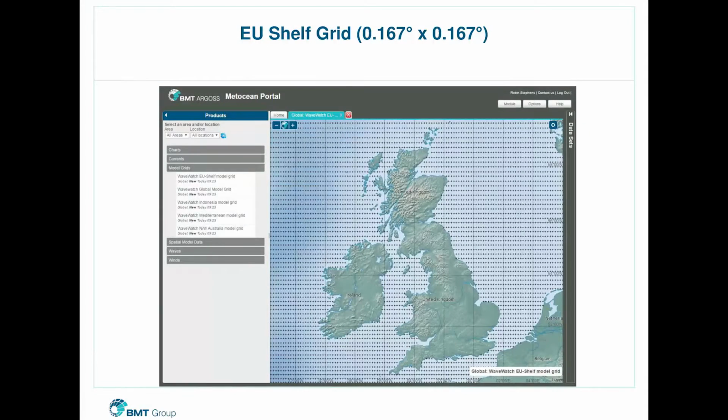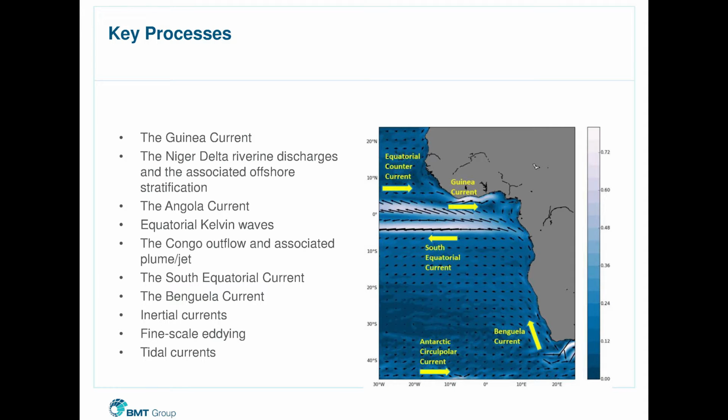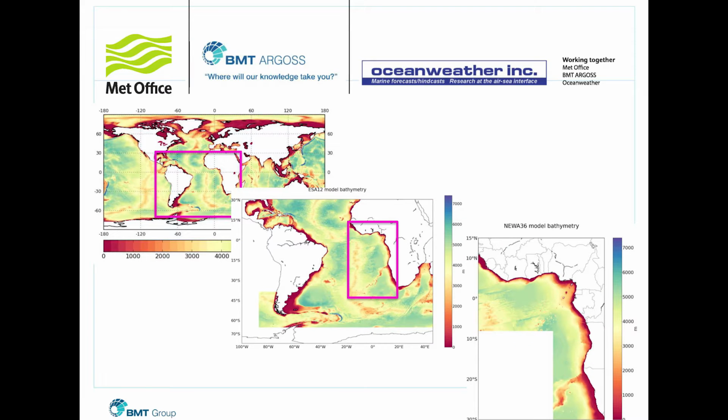I'll quickly show you the second example. This is work we've been doing with the Met Office and an American company, Ocean Weather, where we've developed an ocean circulation model for West Africa. So we've got a layered ocean circulation model at 1/36th degree resolution with 75 layers in the vertical. And we've run this model for a 20-year duration.